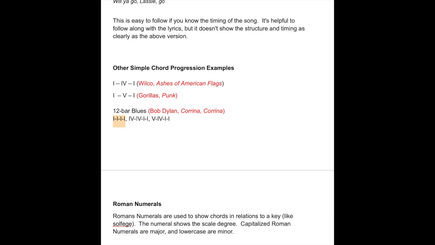I can go ahead and play the blues progression here real fast. So these are all measures. So the first measure is just 1. So it's like 1, 2, 3, 4, 1, 2, 3, 4, 1, 2, 3, 4, 1, 2, 3, 4, 4.